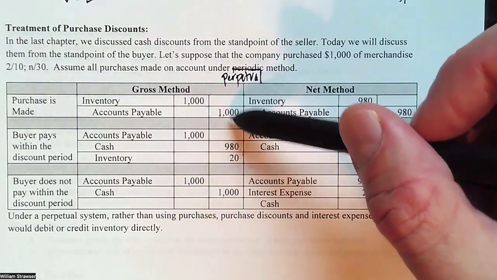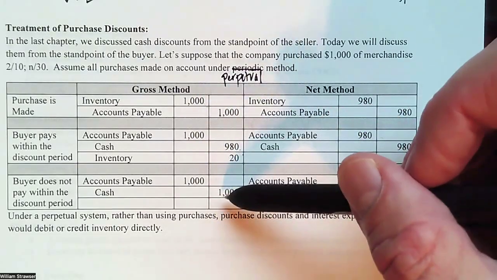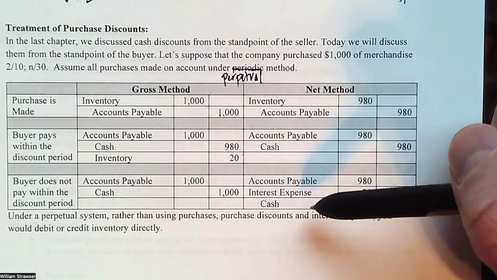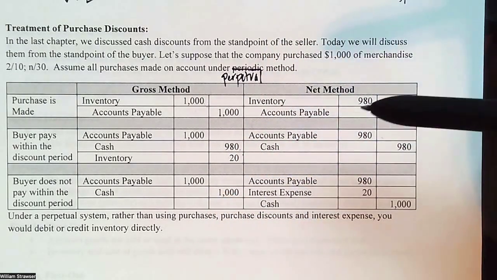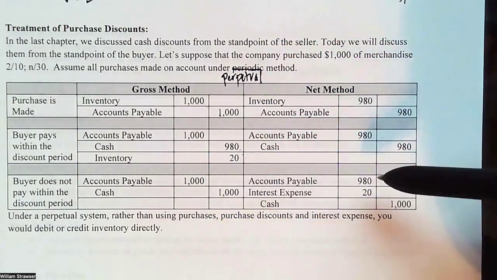Now, if we do not pay within the discount period, then hey, we guessed it right, right? We assumed correctly under the gross method. There's no discount. We're going to pay $1,000 for this inventory. We do not have to adjust the inventory account by a discount because no discount was taken. We pay $1,000 of cash, that cancels out the payable.